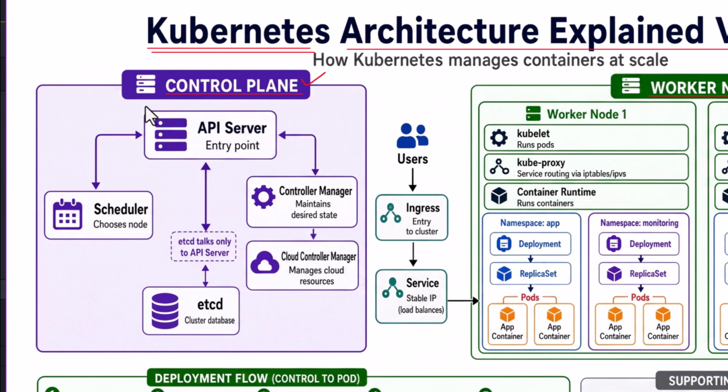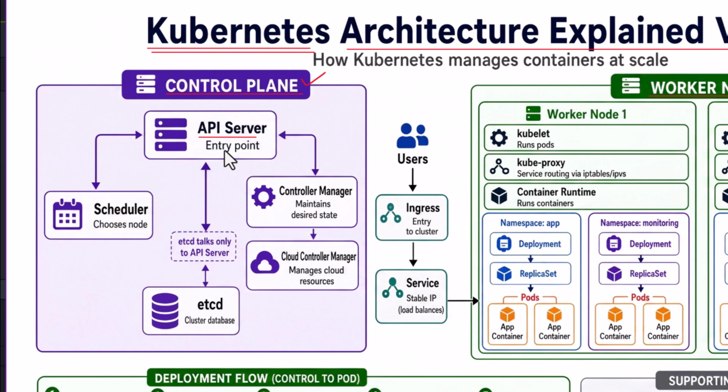The control plane is responsible for managing the entire Kubernetes cluster. It decides where applications should run, checks the health of the cluster, stores cluster information, and keeps the system in the desired state. Inside the control plane, the first important component is the API server.